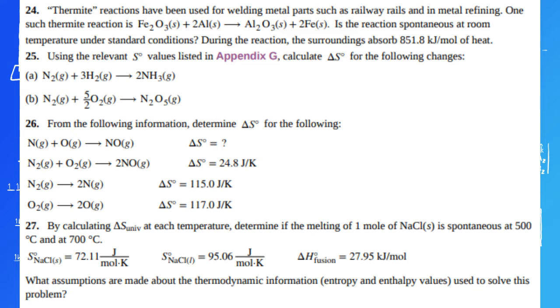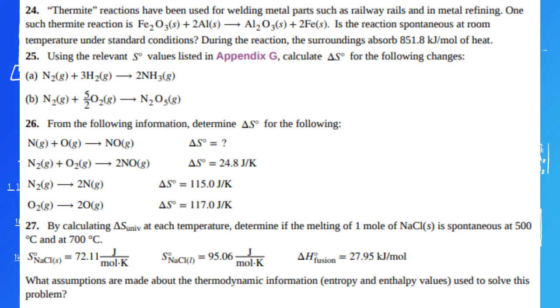But what you would do is take the delta G values and take delta G of products minus delta G of reactants. And if delta G is negative, it's spontaneous. If delta G is positive, it's non-spontaneous. We'll talk about delta G later, so don't worry if you are confused right now.